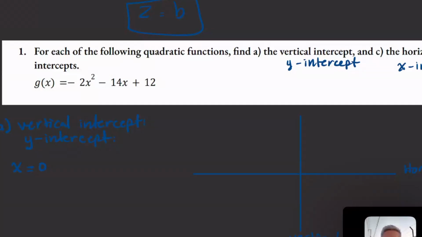So when x is equal to 0, meaning for every x value in g of x, you're going to put a 0 in its place. So g of x is going to equal 12. So (0, 12) is your vertical intercept.